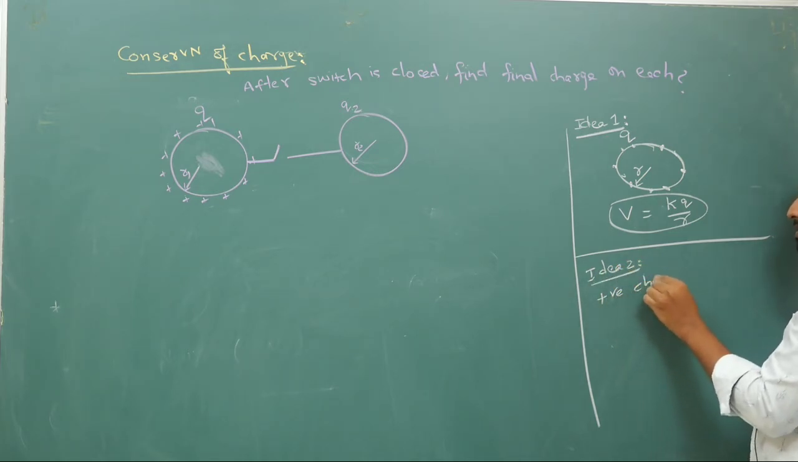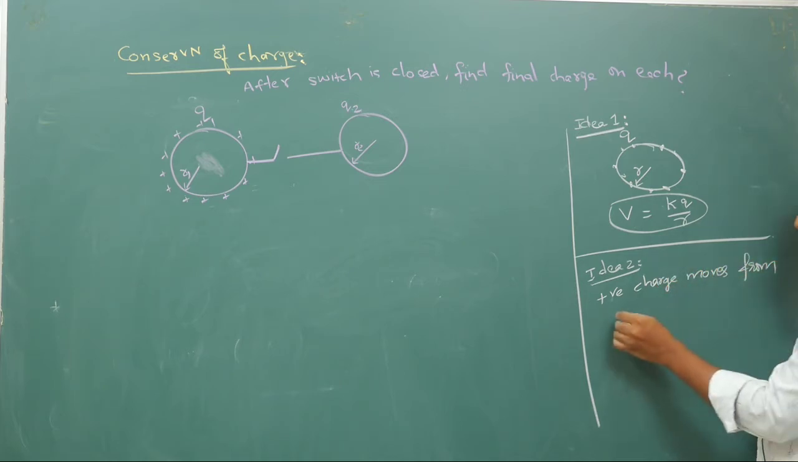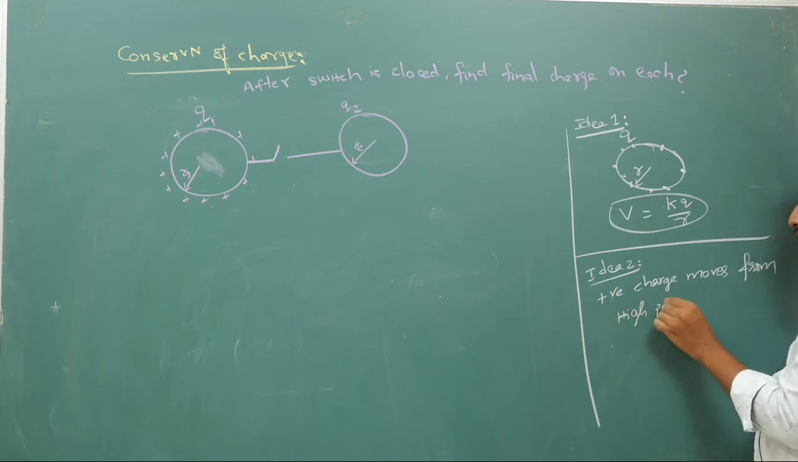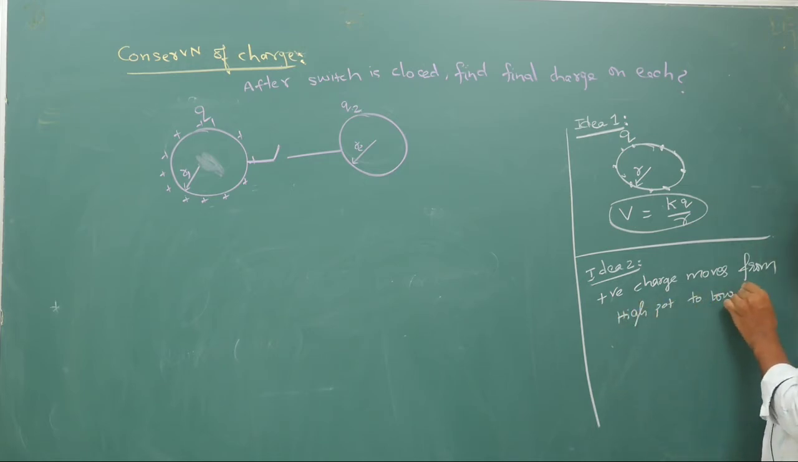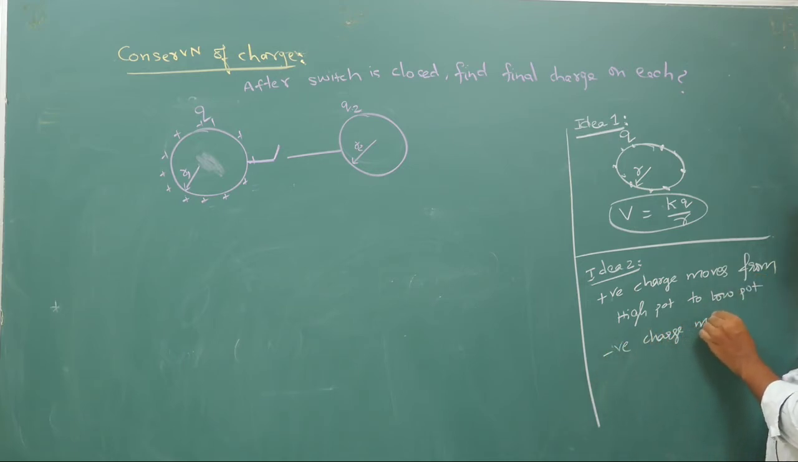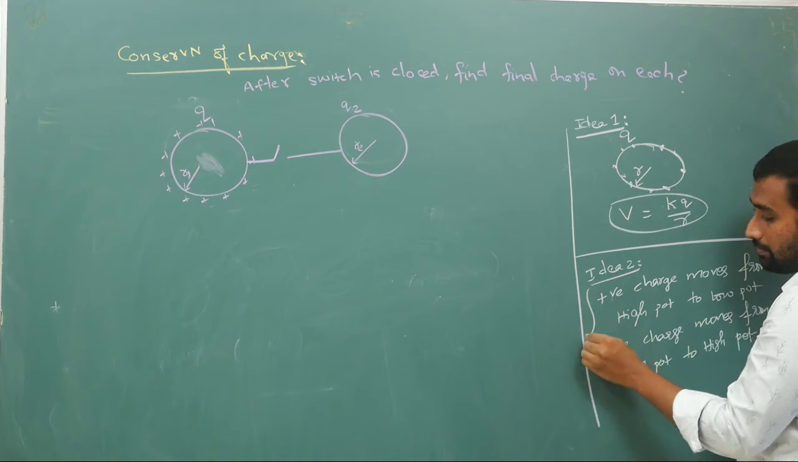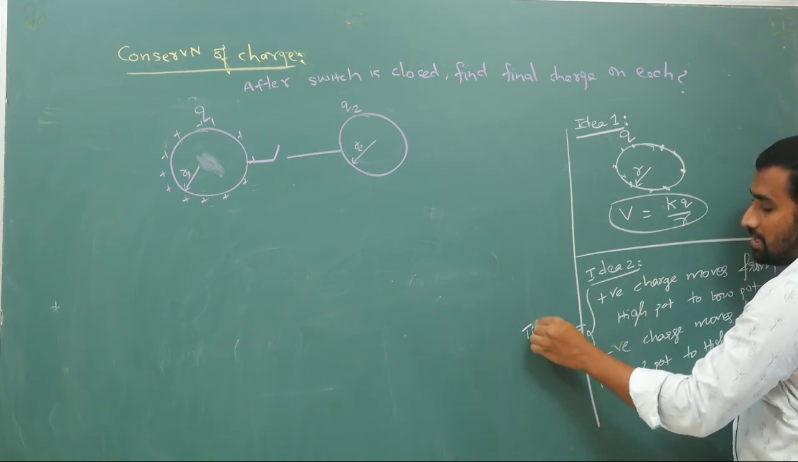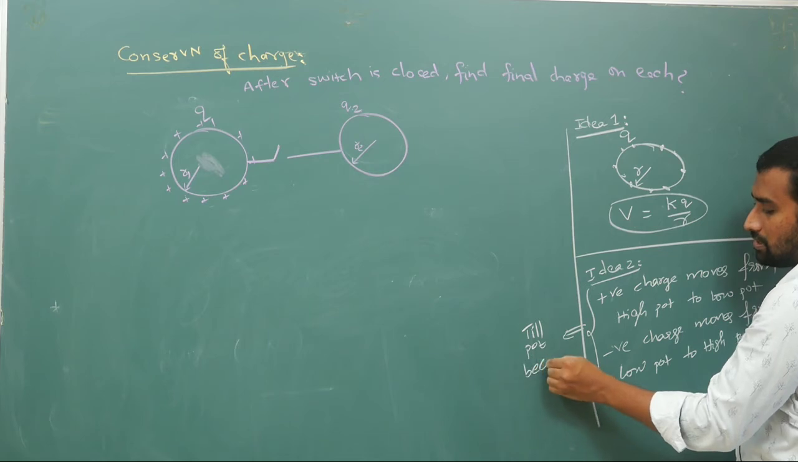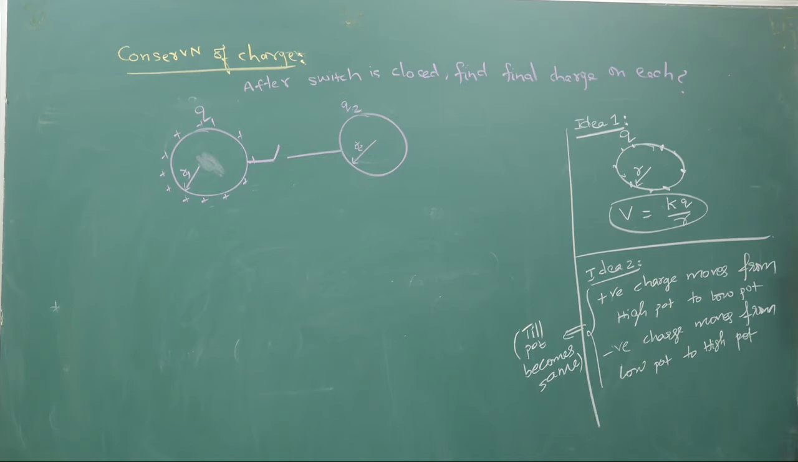Positive charge moves from high potential to low potential till potential becomes the same. Negative charge also moves from low potential to high potential till potential becomes the same. Till potential becomes the same, charge transfer will keep happening.